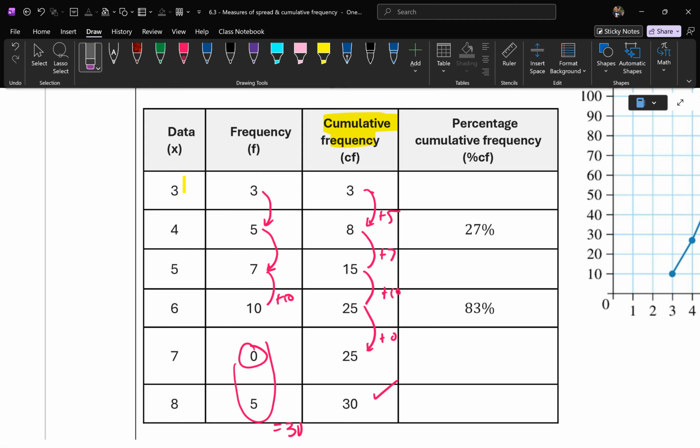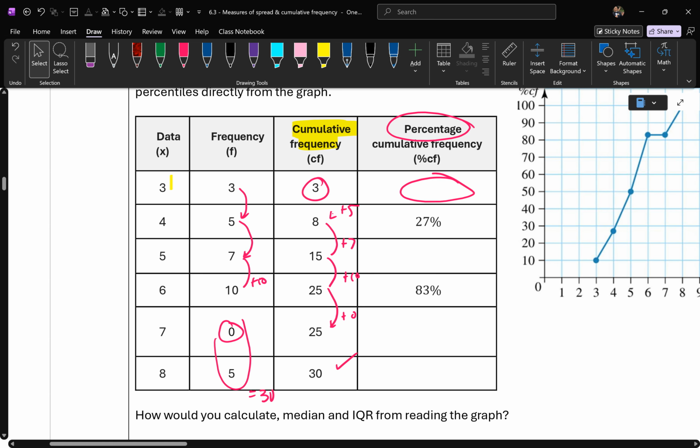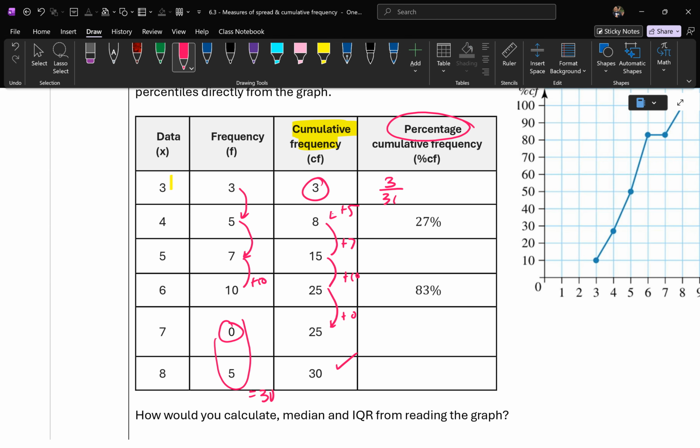Okay, but this is the question. How do you find percentages again? So now you know cumulative is 3. The total is 30. What's the percentage? Well, obviously, 3 out of 30 is 10%. That's pretty obvious. But for the rest of them, you just got to find out what's already there. So 7 out of 30 would be 23%.